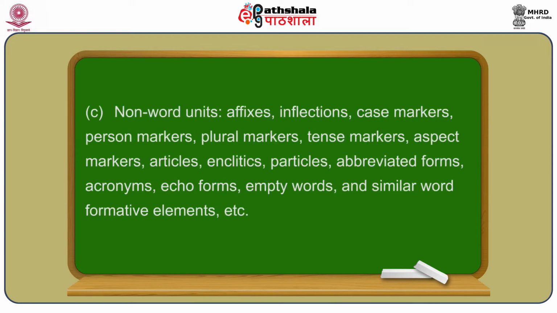Then there are non-word words, which are called non-words but lexicographic words. Since they are included in the lexicography, in the dictionary, they are treated as lexicographic words, but they are normally treated as non-words, like affixes, inflection markers, case markers, person markers, plural markers, tense markers, aspect, enclitics, particles, abbreviated forms, echo forms, empty words. These are basically non-word entities, but they are lexicographic words, because they are allowed to be included in the text. All those things can be collected from the corpus.